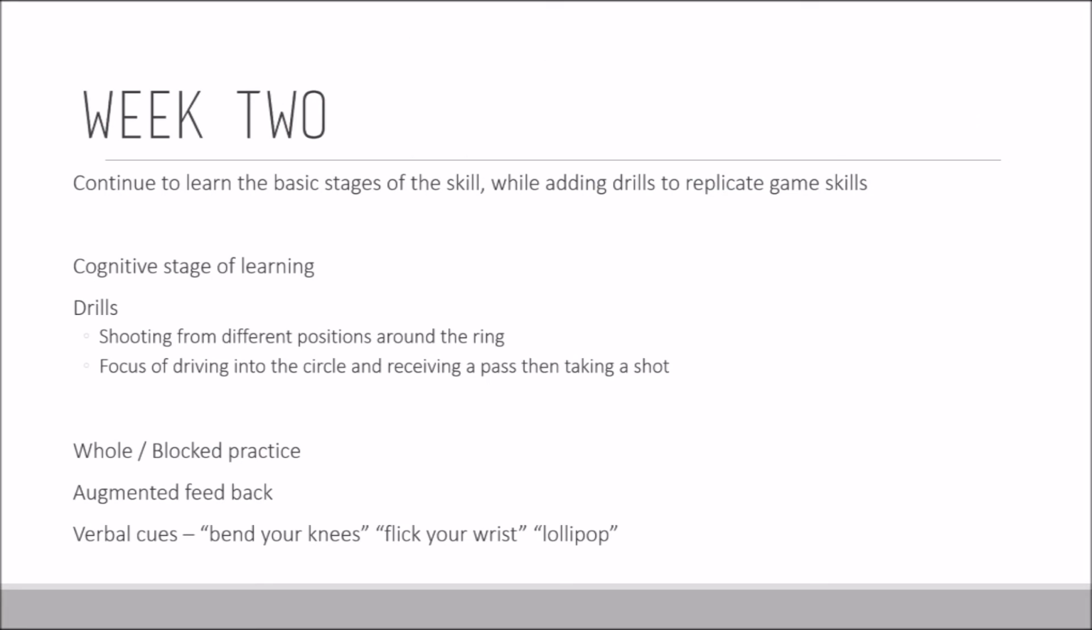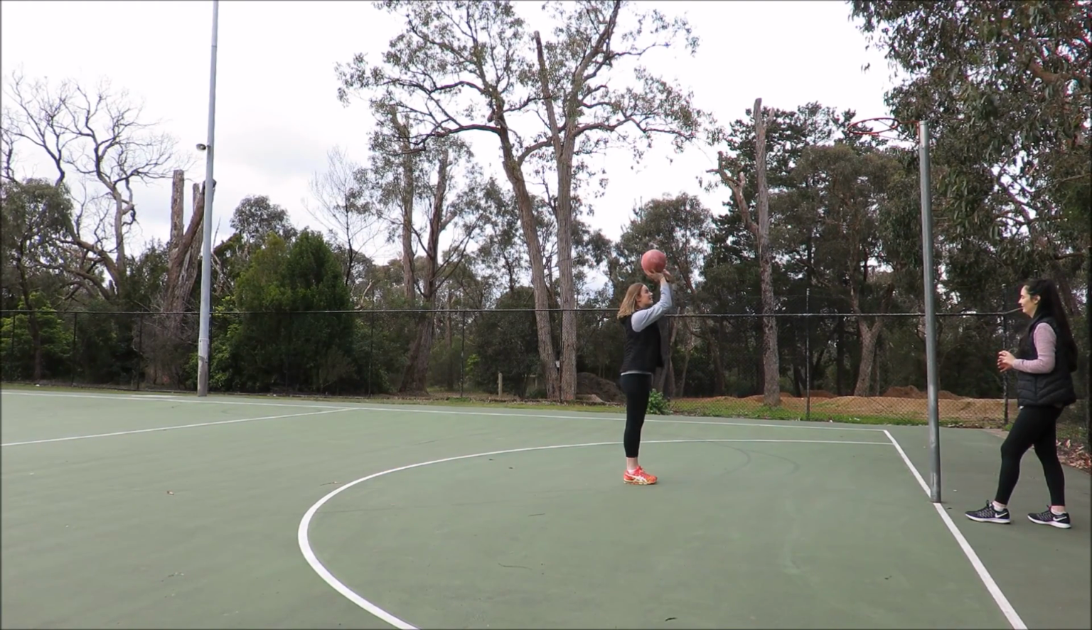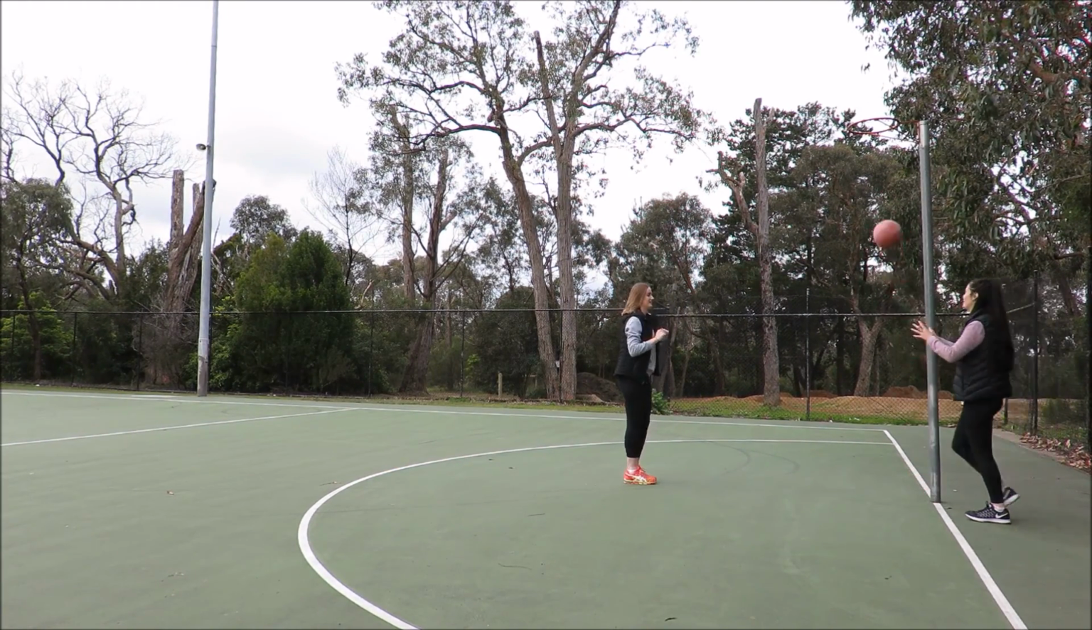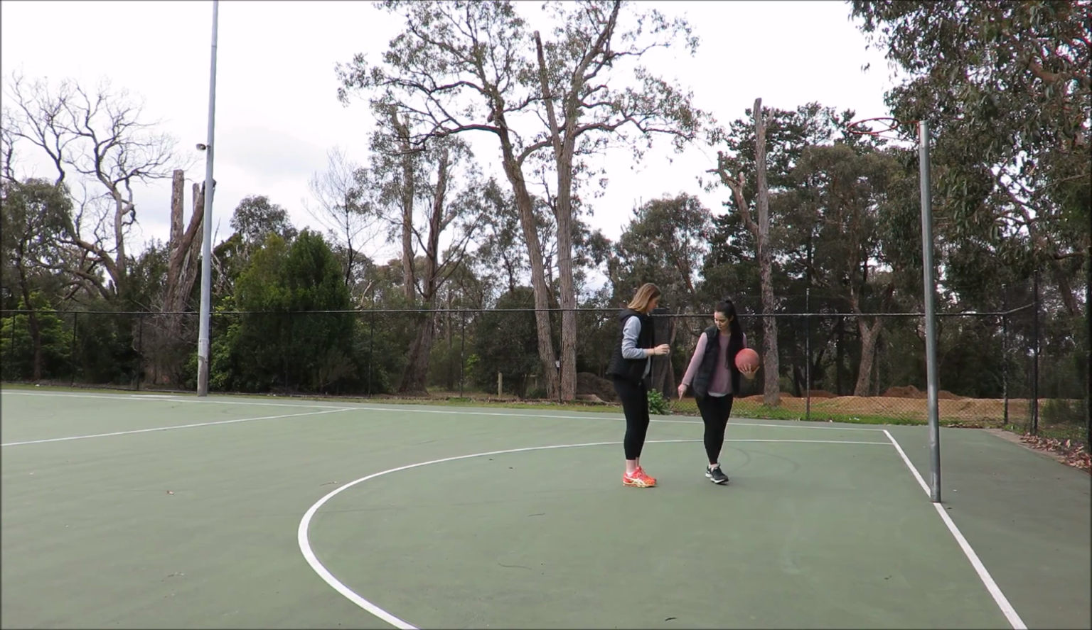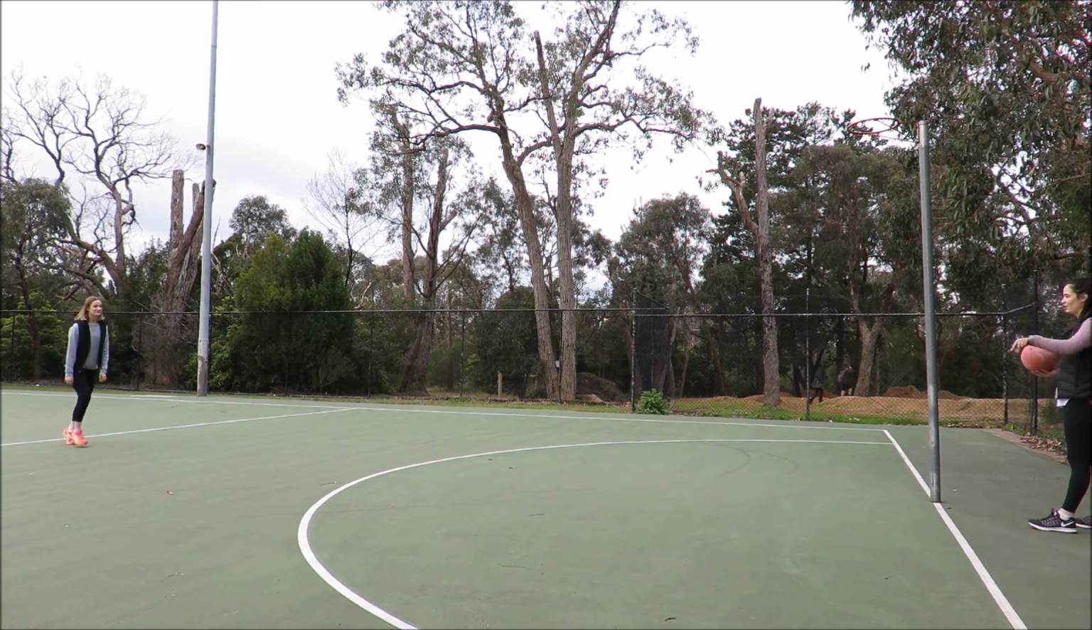In week 2, we continued to learn the basic stages of a skill. The drills for this week were shooting from different positions around the ring, but also focusing on driving into the circle, receiving a pass, then taking a shot. Driving into the circle replicates an in-game environment where attackers are required to drive around the goal circle to be available to receive a pass.